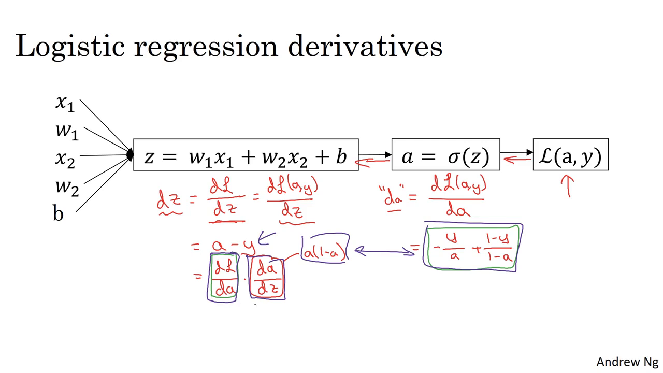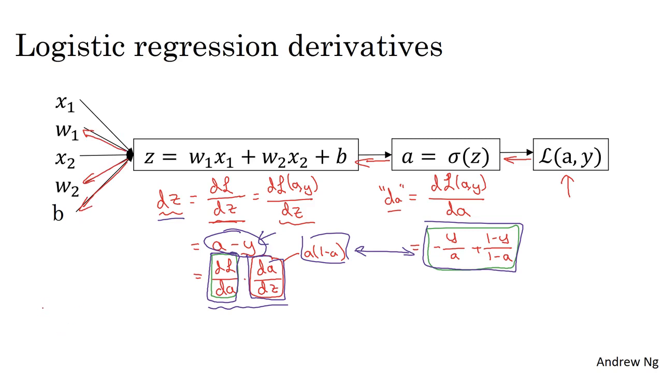And this is really the chain rule that I briefly alluded to before. Feel free to go through that calculation yourself if you are knowledgeable about calculus, but if you aren't, all you need to know is that you can compute dz as a minus y, and I've already done the calculus for you. And then the final step in backpropagation is to go back to compute how much you need to change w and b.